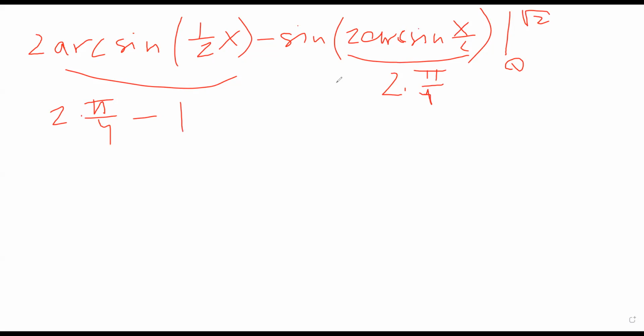Is it clear? When you put zeros, here we get 0 and 0. So the answer here is pi over 2 minus 1. Do we have this kind of result? Yes, yes. So this is correct answer.